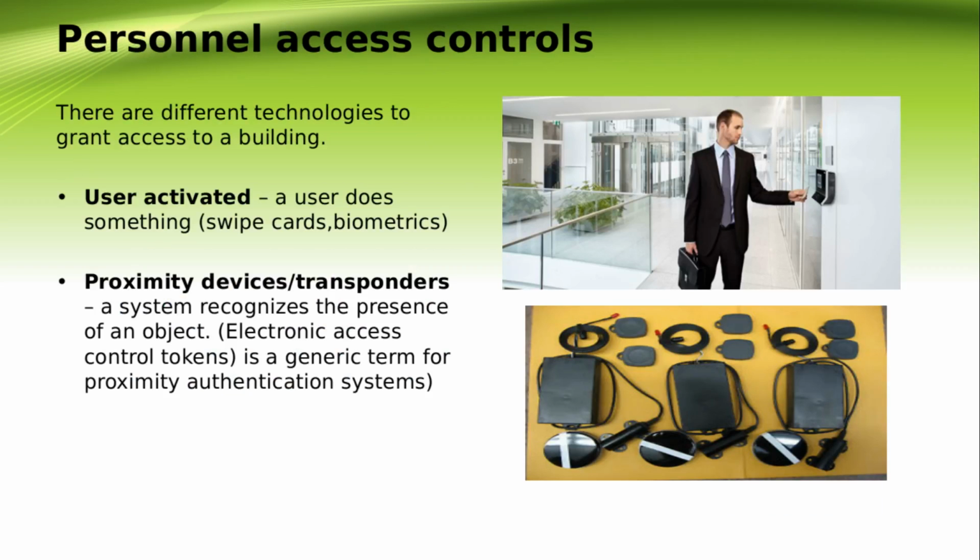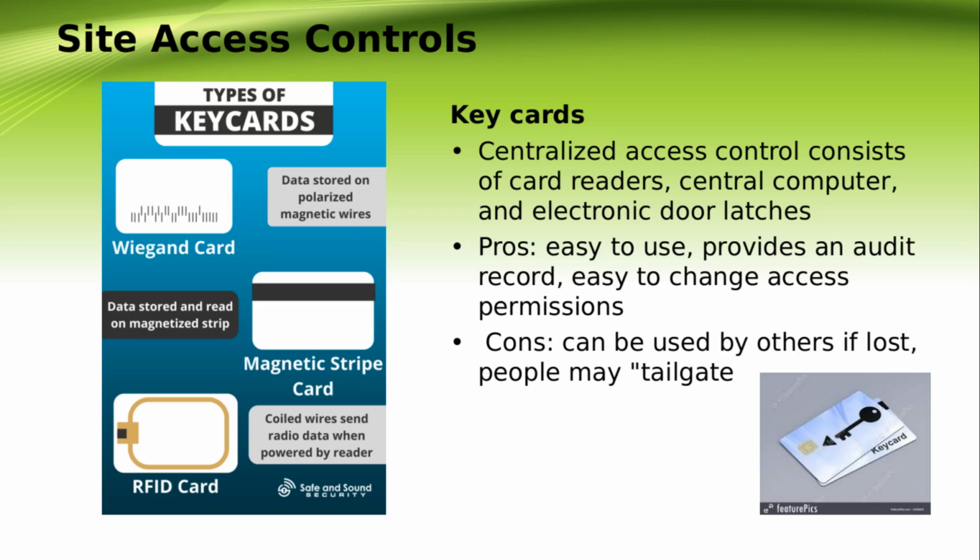Slide: personal access controls. There are different technologies to grant access to the building. User activated: a user does something, such as swipe a card or use biometrics, as I said before. Proximity device transported, as I said before. So that was the previous slide. Then, site access controls.